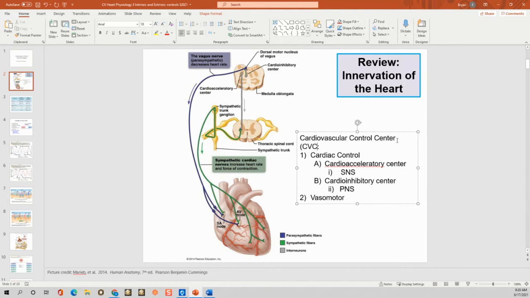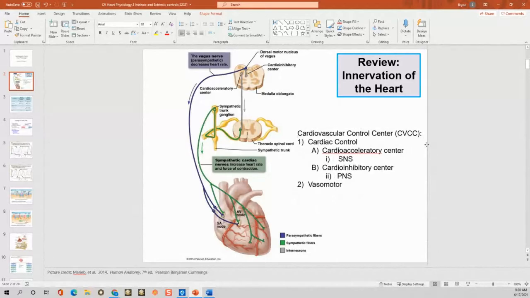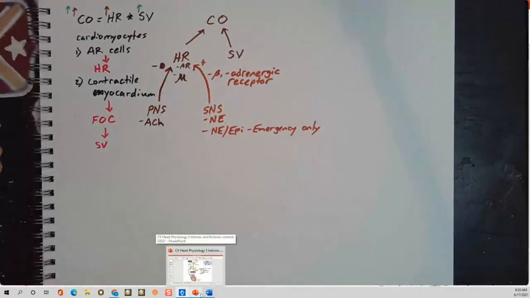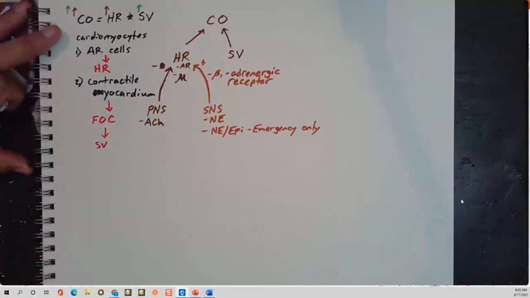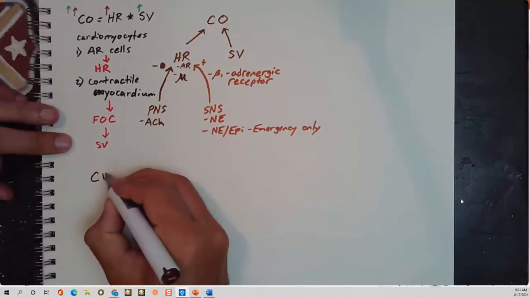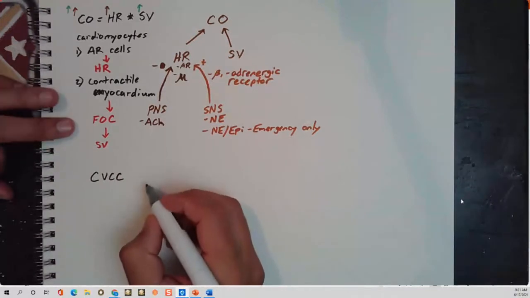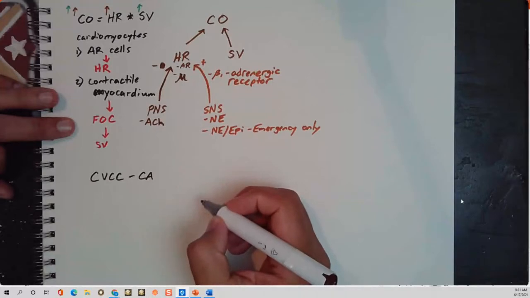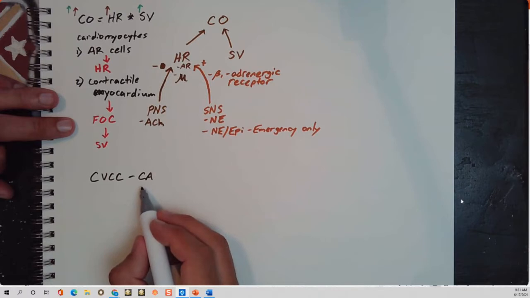We're going to write in this abbreviation CVCC because for this class, the abbreviation is good enough for me. I highly recommend you learn what CVCC stands for, Cardiovascular Control Center, because it tells you what its function is. But on a test, you can just write in CVCC. As an example, let's activate a portion of the CVCC. The portion we're going to activate is the cardioacceleratory portion. So CVCC, cardioacceleratory.